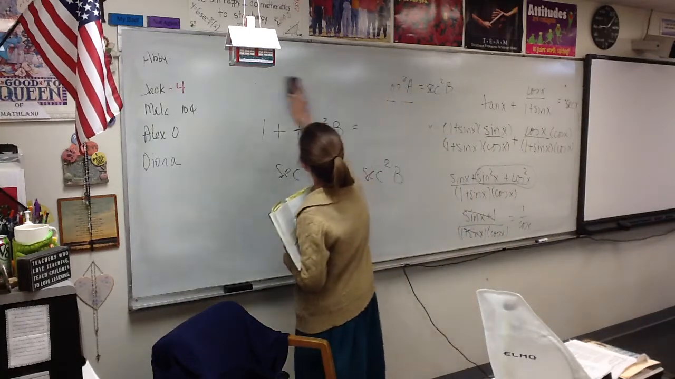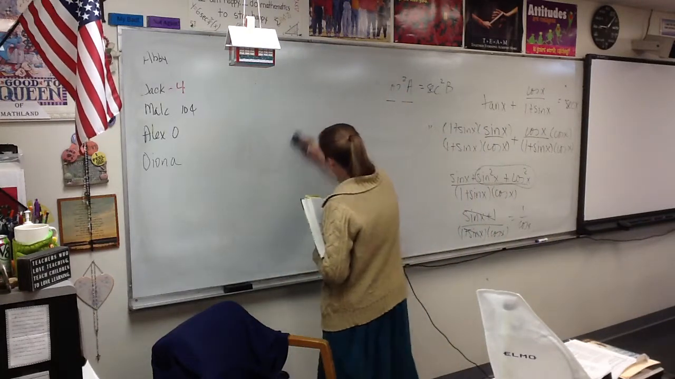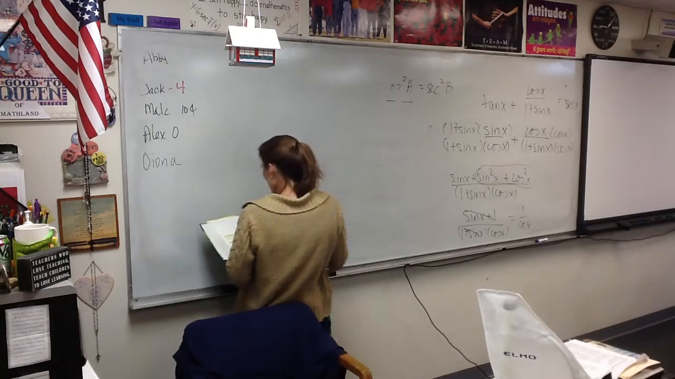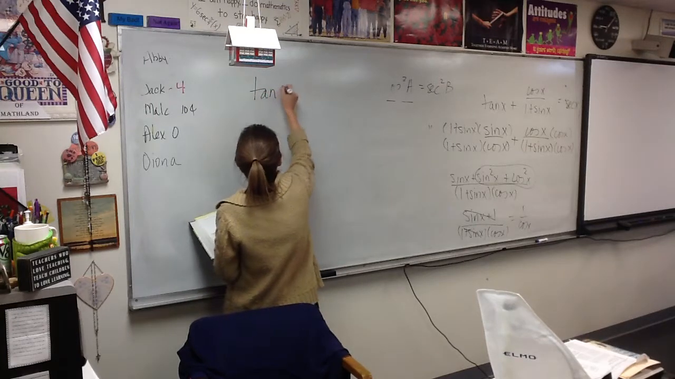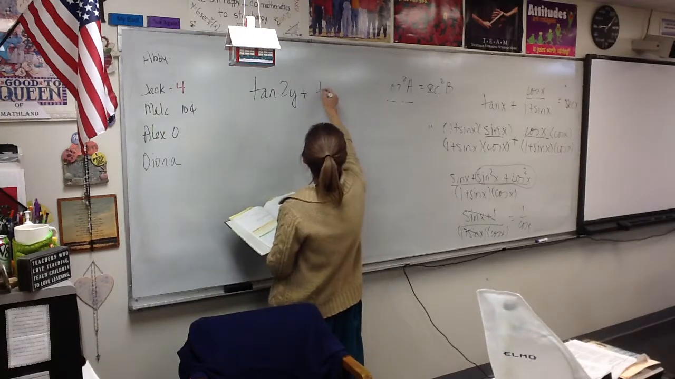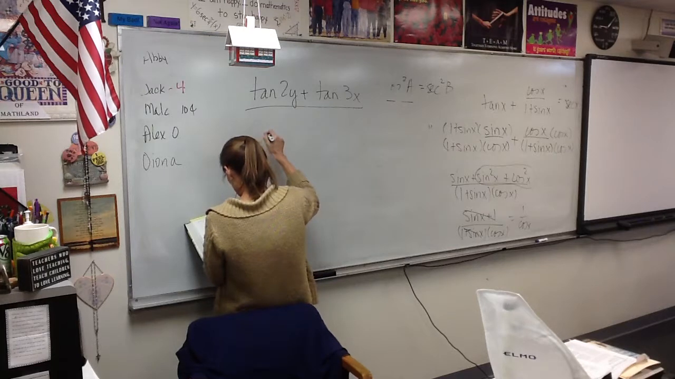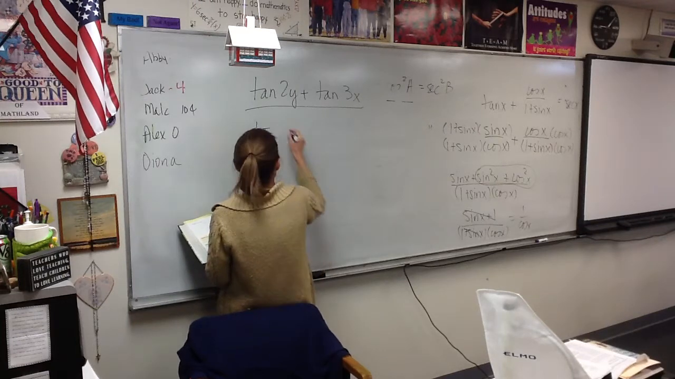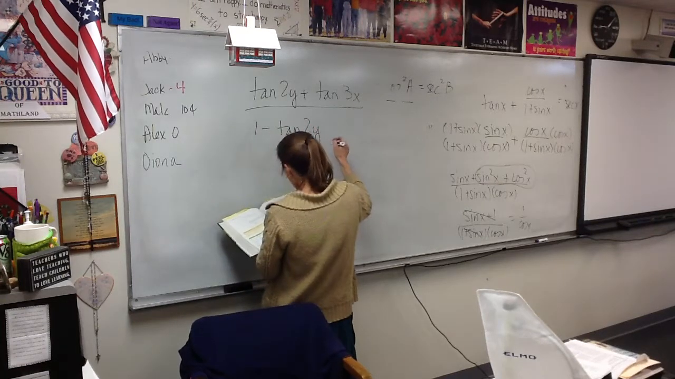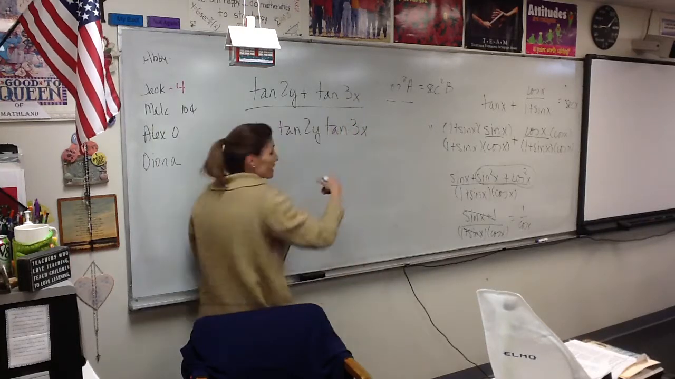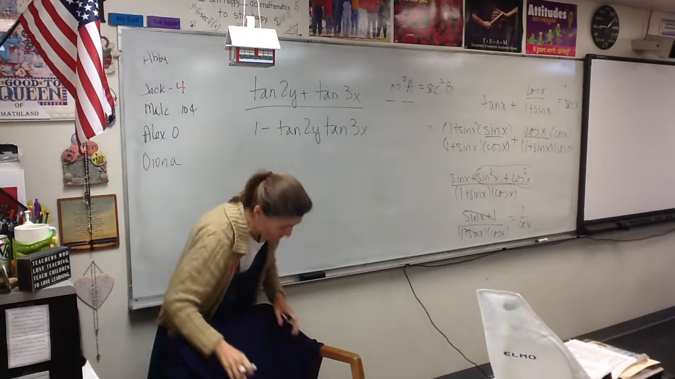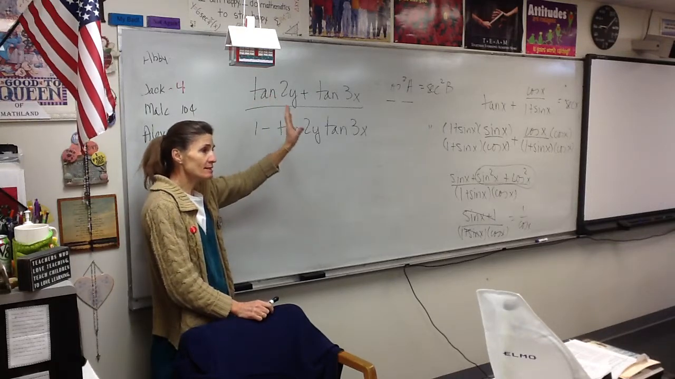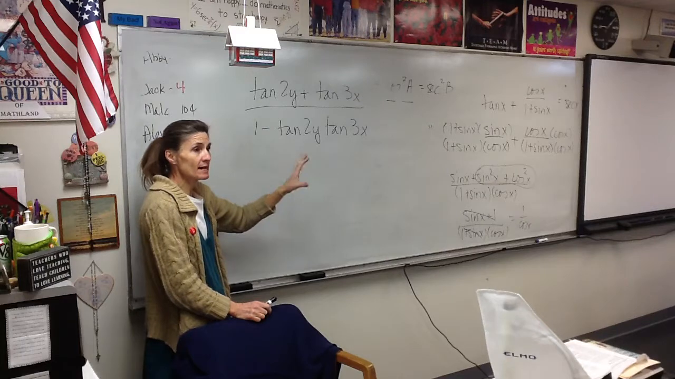Now, remember, in this block of problems, your job was hopefully to be able to look at it, this is problem 21, and see which formula is being used. And I always, always, always, on these kinds of problems, forget the 2y and the 3x for a moment. Just leave that out for a moment. Hope I copied that right. And just look at what functions you've got. You've got tan plus tan over 1 minus tan tan.